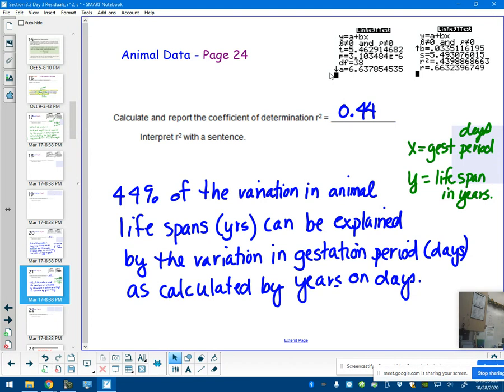Okay, so there's a lot more that goes on with lifespans than there is with long jumping. So that's what R squared is about. R squared tells us how helpful the X's are with explaining the Y's. Okay?